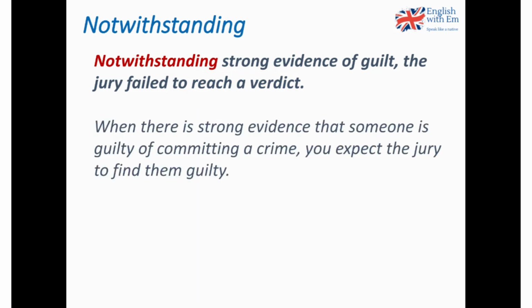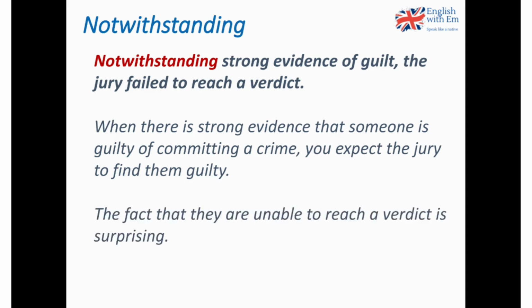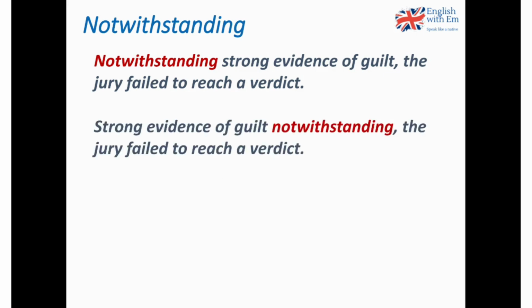So, when there is strong evidence that someone is guilty of committing a crime, you expect the jury to find them guilty. The fact that they are unable to reach a verdict is surprising. So we've got an expected reality that they will be found guilty, and then we've got the true reality, which is that no verdict is reached, and this is unexpected or surprising. Strong evidence of guilt notwithstanding, the jury failed to reach a verdict.